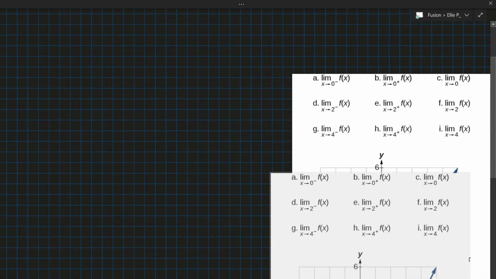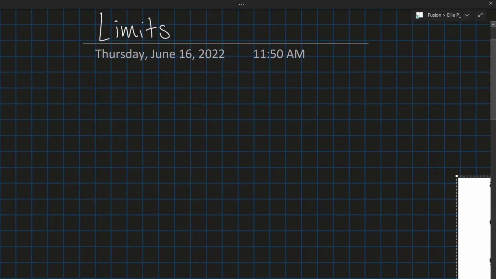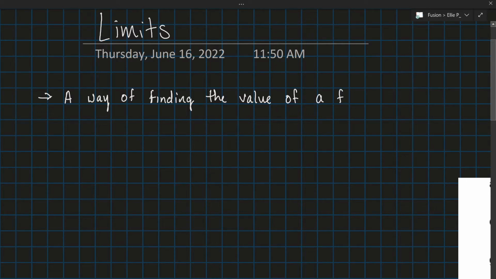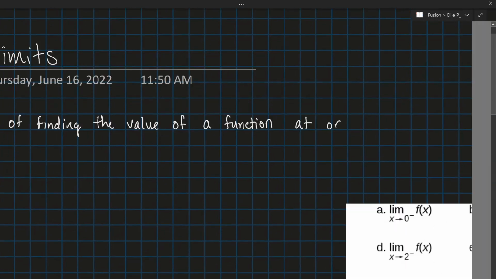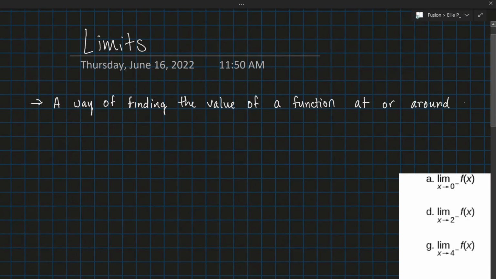So limits are a way of finding the value of a function, basically, at or around a given point, x equals A, even if f of A, that function at that point, doesn't exist.